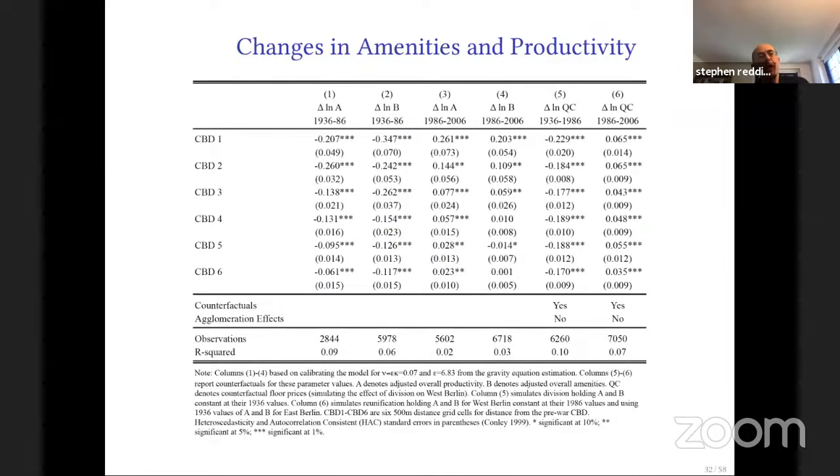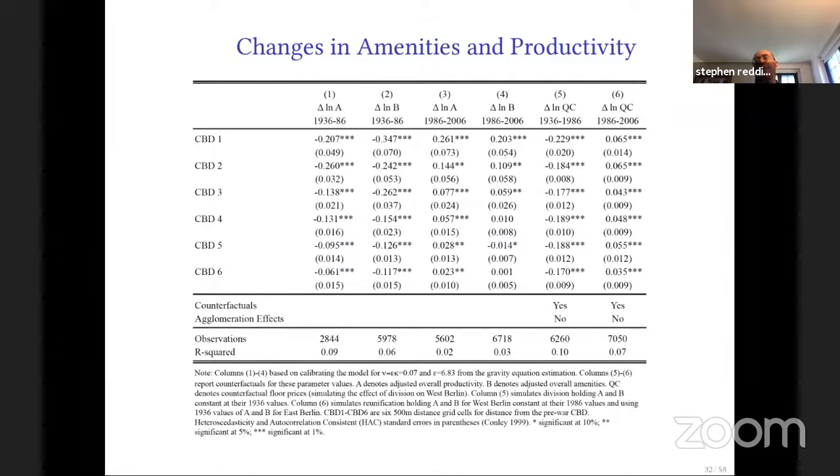Because the parts of West Berlin close to the former pre-war CBD lose access to the dense concentrations of employment and residence there. And so this is suggesting that the model says in order to match the data, productivity and amenities have to change in a way systematically correlated with division. And that suggests that it's consistent with the model's agglomeration forces. So that's the first piece of evidence that a model without agglomeration forces is not going to match the data.